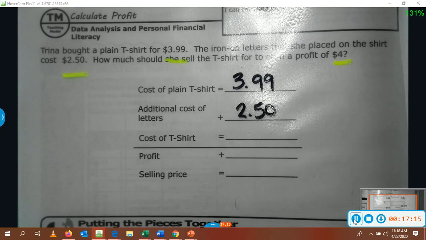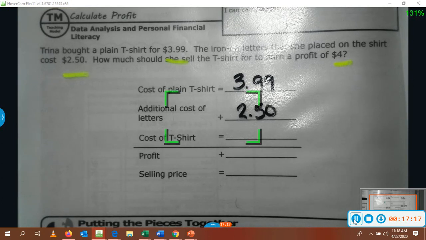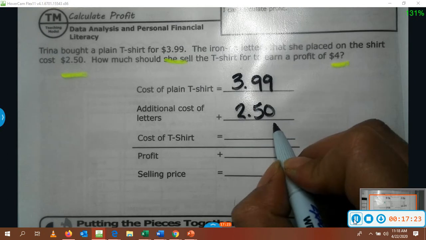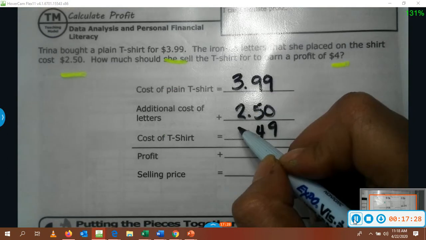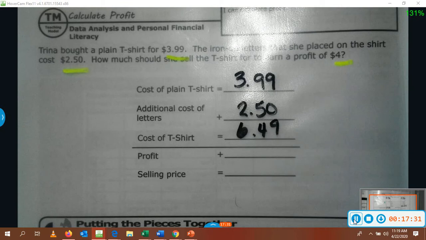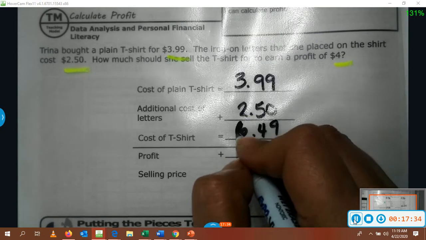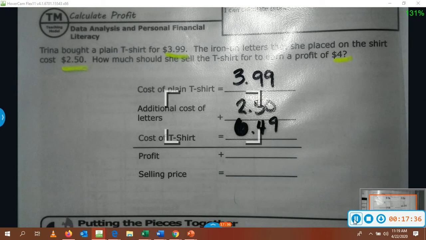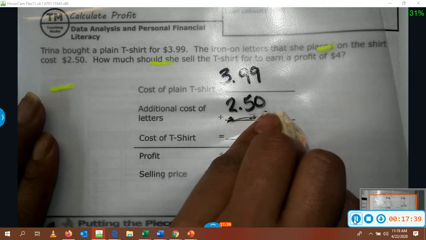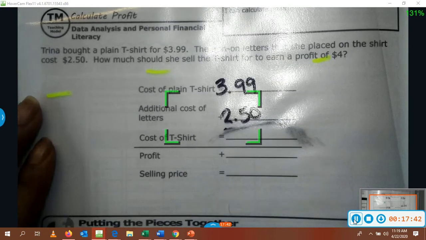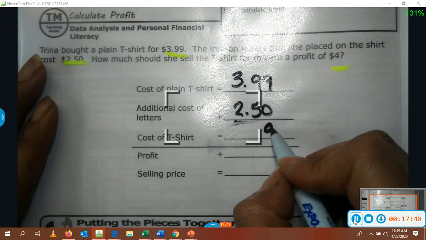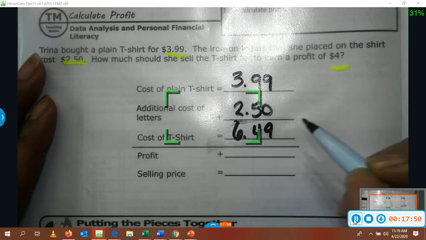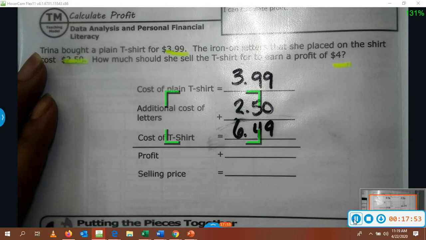Alright, so the cost of the t-shirt. So far, let's see how much she spent making this shirt. So she spent $6.49. Uh-oh. That's ugly, right? Alright, let's go over it. Now I forgot how much she spent. Okay, $6.49. Now, she wants to make a profit of $4.